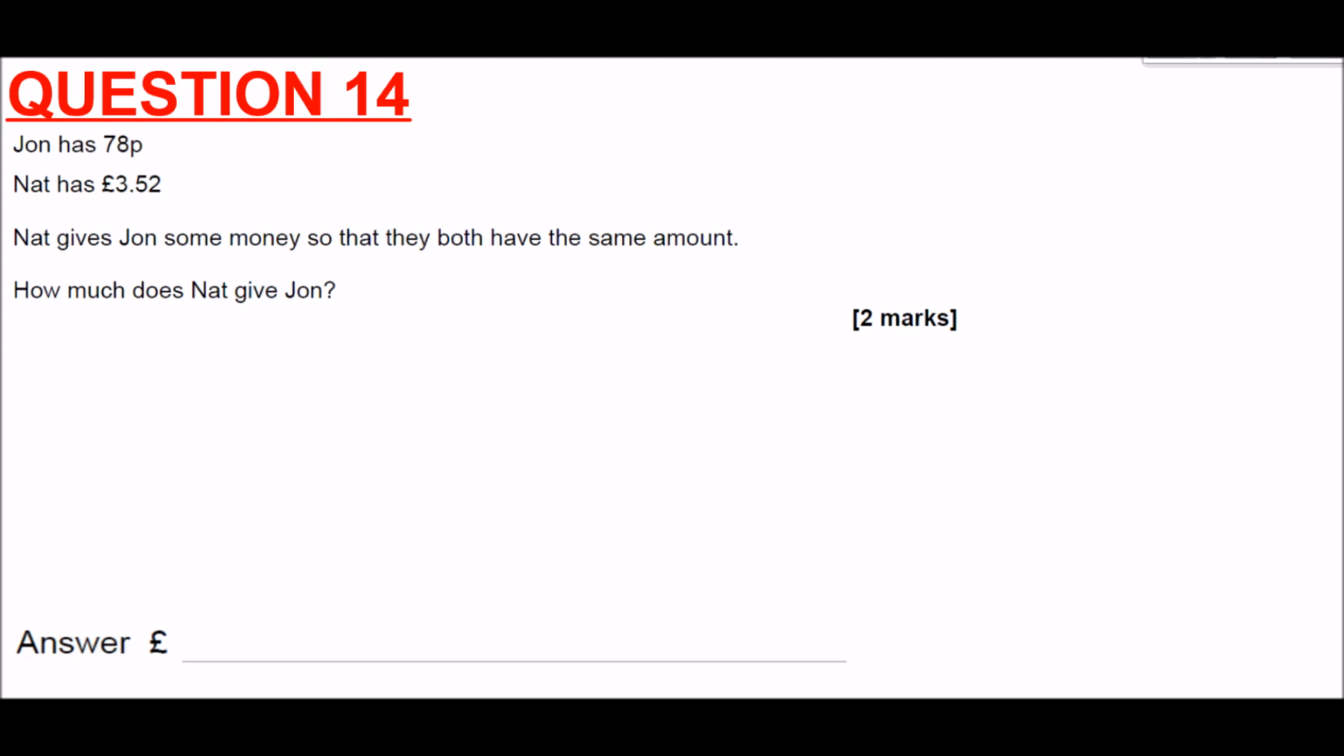Well, I think the best thing to do for this question is to realise that after she gives him some money, they both have the same amount. And so I wonder how much money they have in total.